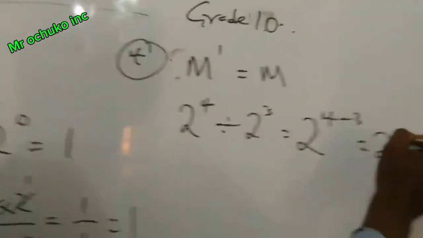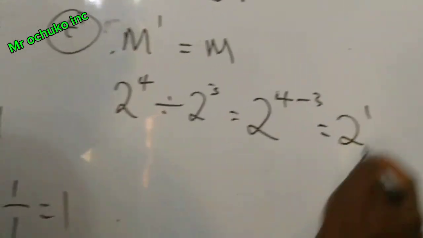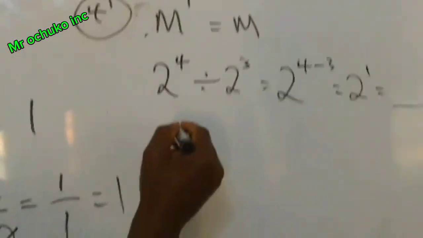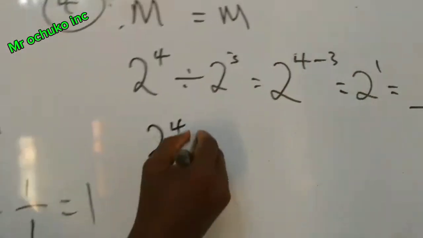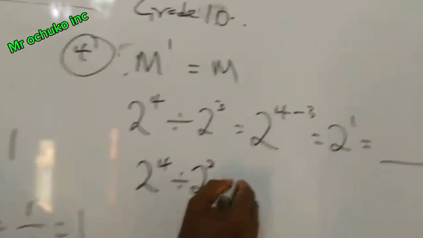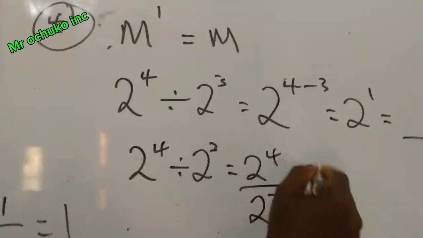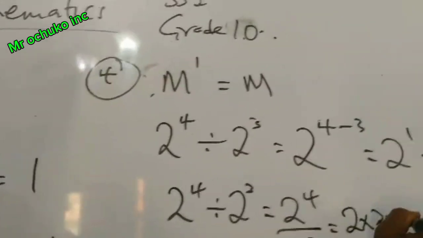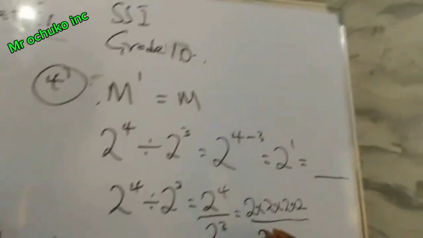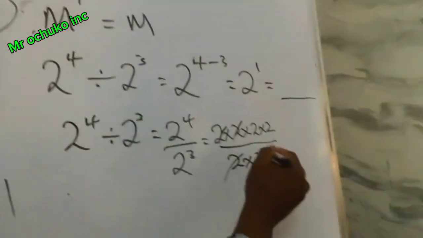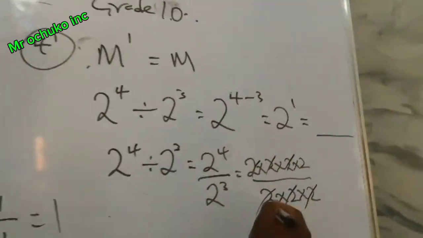And that gives us 2 raised to the power what? 2 raised to the power 1. Now, how do I know that it is true? Let's use the expansion law. 2 raised to the power 4 divided by 2 raised to the power 3 means 2 times 2 times 2 times 2 over 2 times 2 times 2. You can see that if I cancel, divide them, this divide this.